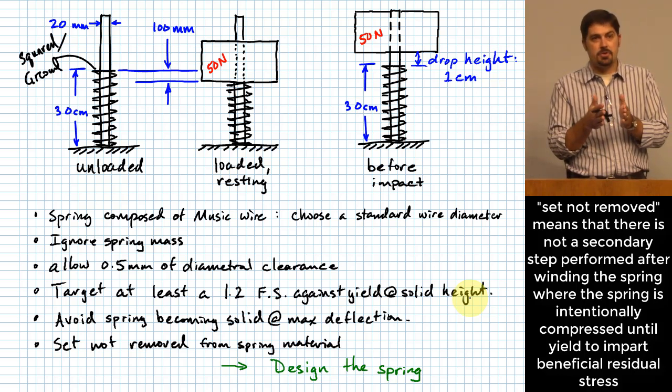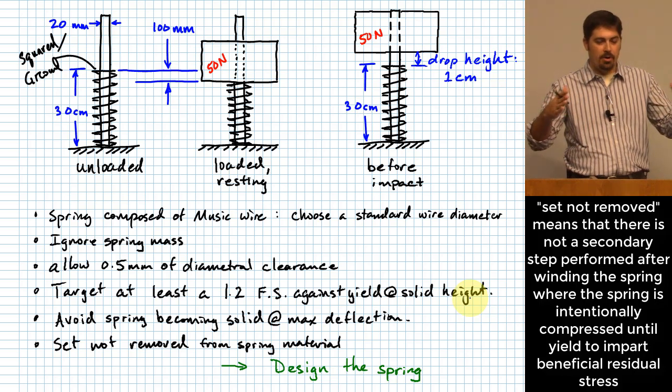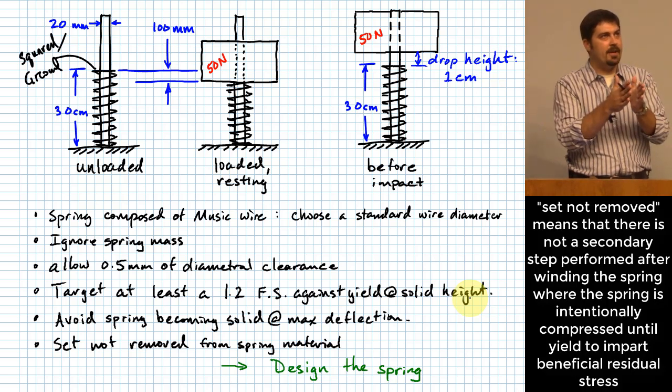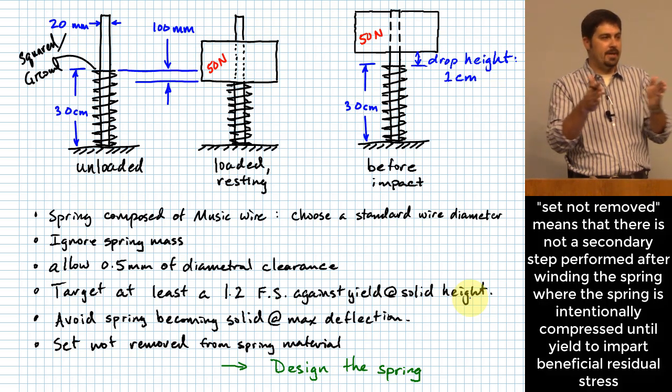It ends up making a stronger spring if you wind the spring longer than it needs to be beforehand, and then do an intentional piece of the process where you push it back down and yield it on purpose. So then when it comes back out, it will be a shorter length, and it may end up being the length that you want it.